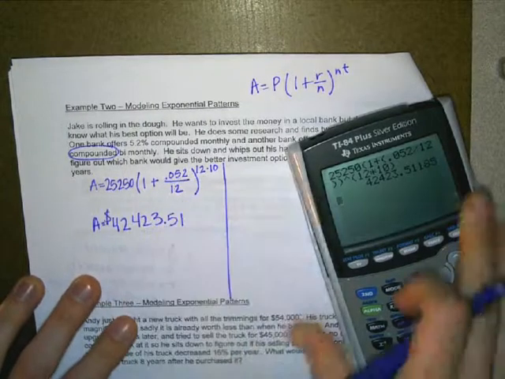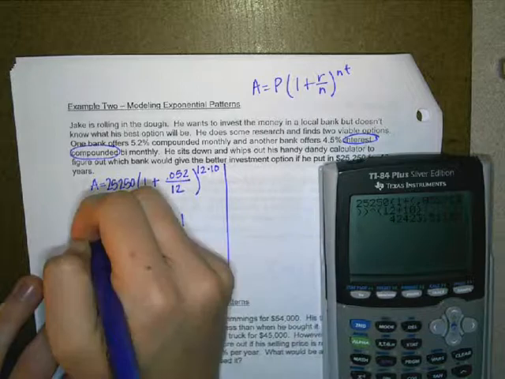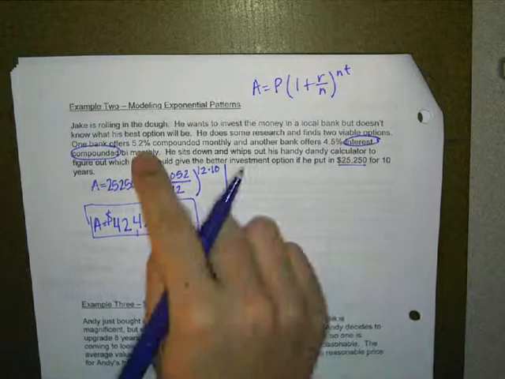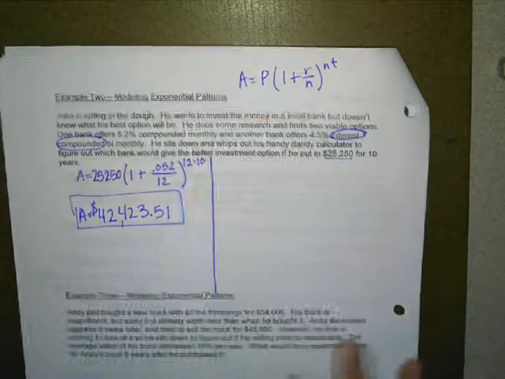Okay, so that's not too shabby. You've almost doubled it in 10 years. And 5.2% isn't a huge amount of interest, so that's good. Now let's do the same thing.